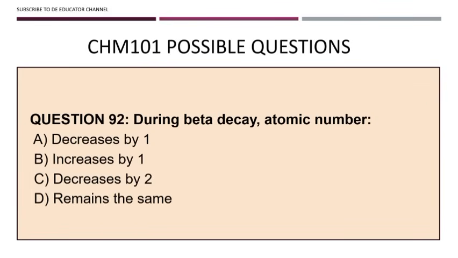92. During beta decay, now remember the one we did was alpha decay. Now during beta decay, the atomic number increases by 1. We have explained that before, that the atomic number will increase by 1.